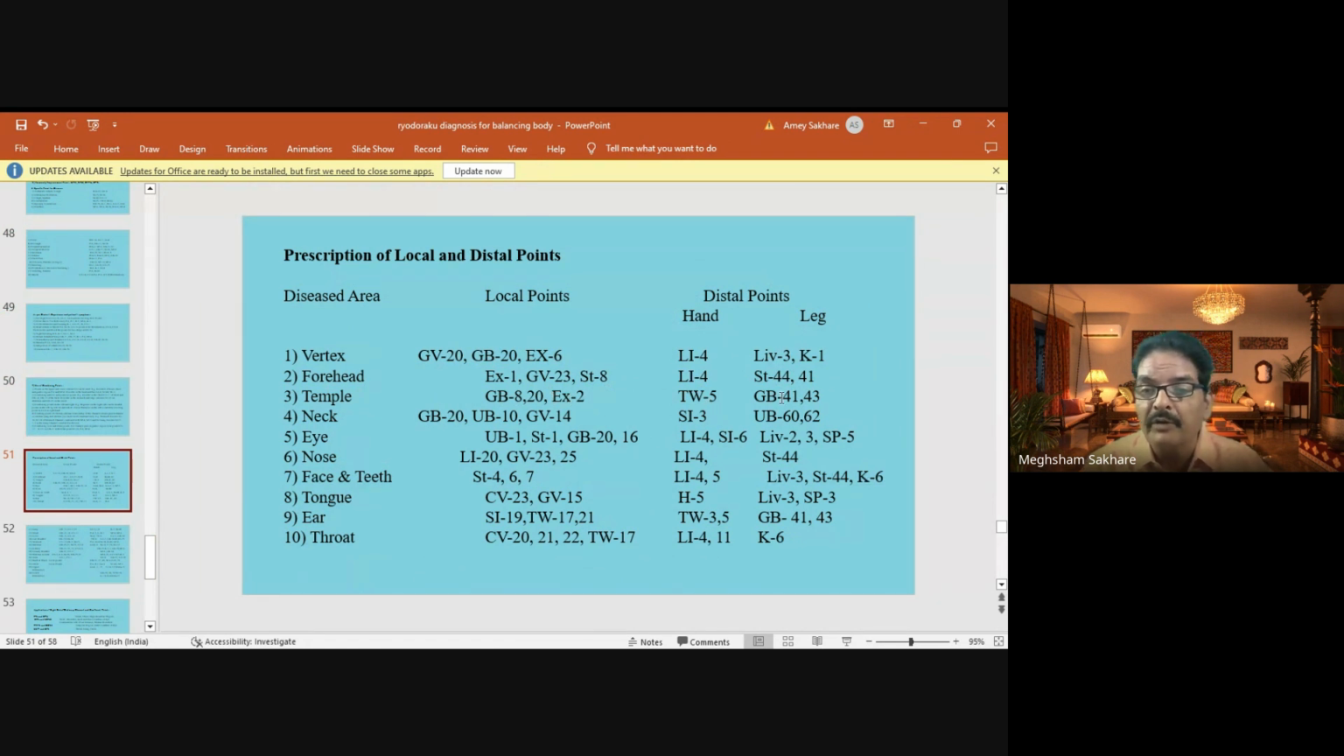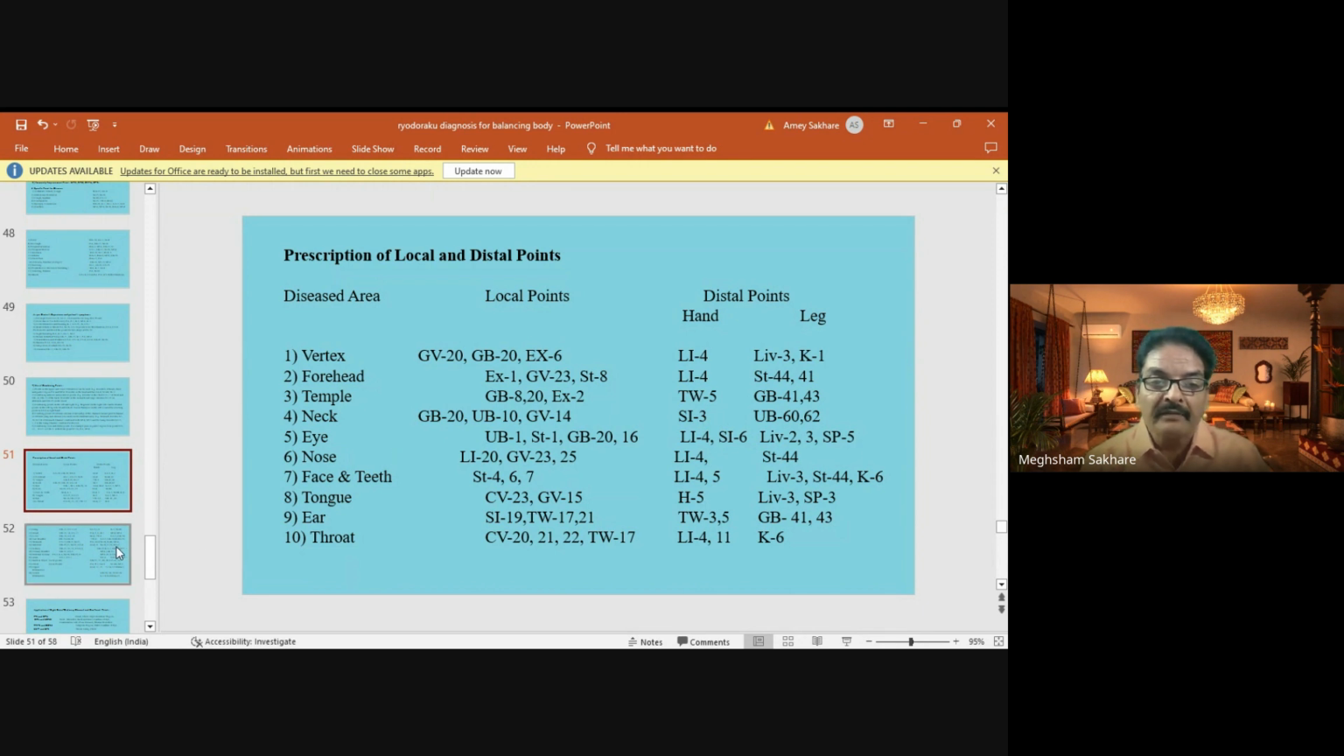Distal points: TW5, GB41, GB43. Neck, local points: GB20, UB10, GB14. Distal points: SI3, UB60. For the eye, UB1, Stomach 1, GB20 and GB16 are the local points. Distal points: LI4, SI6, Liver 2, SP5.